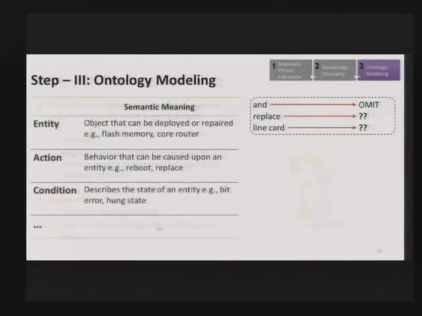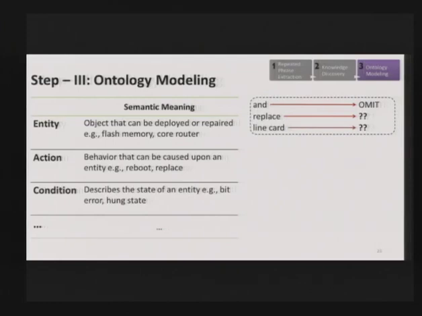To give you an idea, let me choose three different classes from our ontology model: entity, action, and condition. Think of entities really as nouns in a sentence. Given a sentence, you can find entities. These are objects that can be deployed or repaired. For instance, consider a core router or maybe a flash memory. These are physical objects that you can touch.